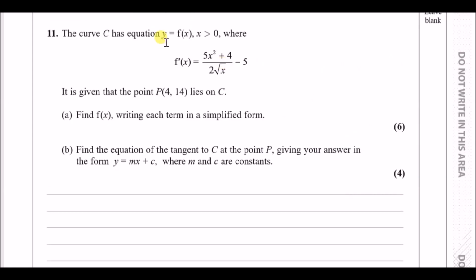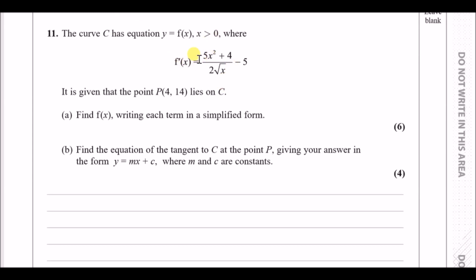Alright guys, number 11. The curve C has equation y equals f(x) for positive values of x, where the first derivative, this notation meaning f(x) being differentiated, equals this following equation. It is given that the point P, when x is 4 and y is 14, lies on this curve C. Right, so we're given some critical information.